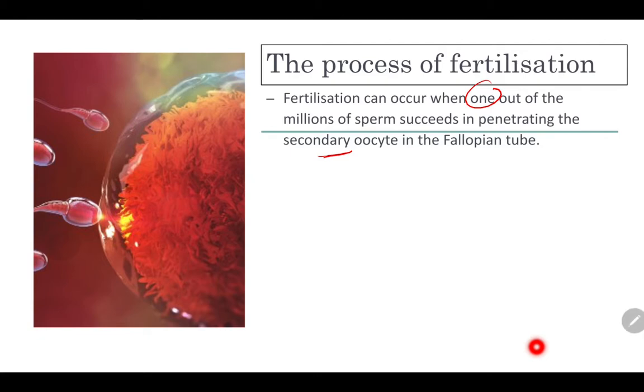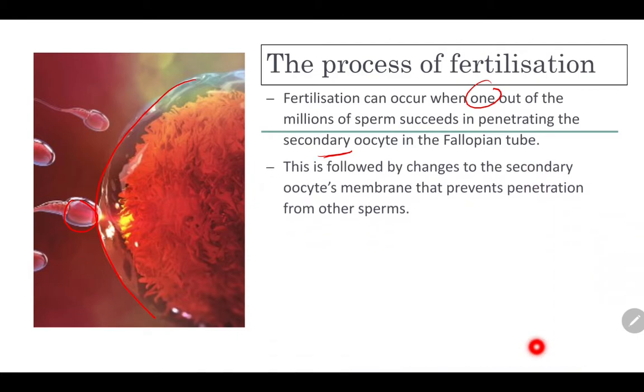Okay, from this picture you can see only one sperm is able to penetrate one secondary oocyte. So what happened after the penetration? Okay, the penetration of the sperm causes the secondary oocyte membrane to change or become hardened. Okay, membrane oocyte sekunda akan berubah ataupun dia akan mengeras. Okay, why? The hardening or the changes of the secondary oocyte membrane is to prevent the penetration of other sperms. So only one sperm penetrates one secondary oocyte.